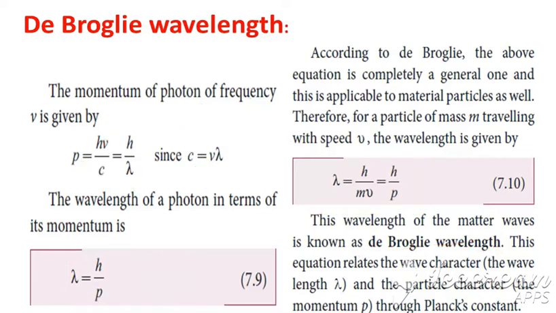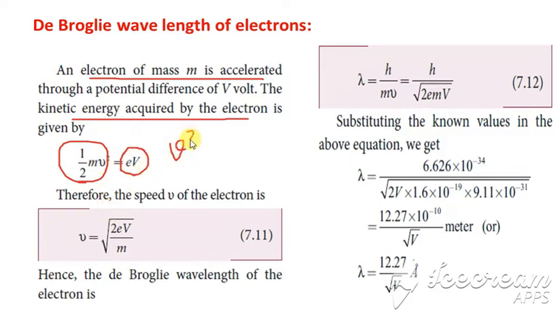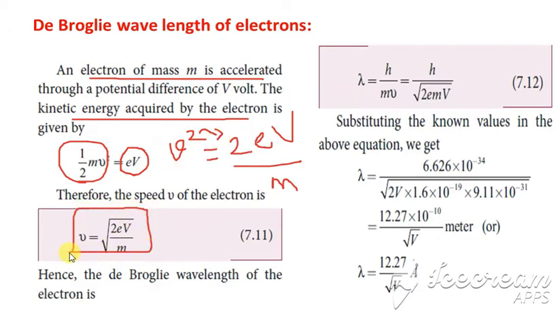Next we are going to find the de Broglie wavelength of electrons. For finding this, let us consider that for the electron, the kinetic energy is equal to the total energy, so we write half mv square, that is the kinetic energy, equal to the energy eV. Now if you need the value of v square, bring all this to the other side, so we get 2eV divided by m. So v square is equal to this, and v is equal to the root of 2eV divided by m.